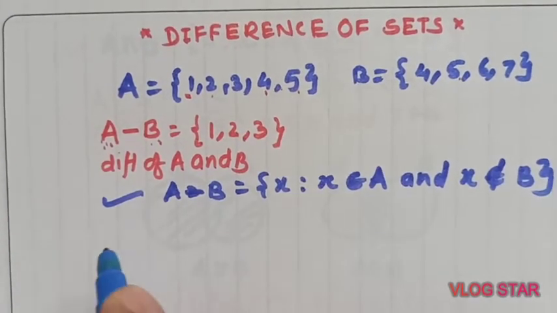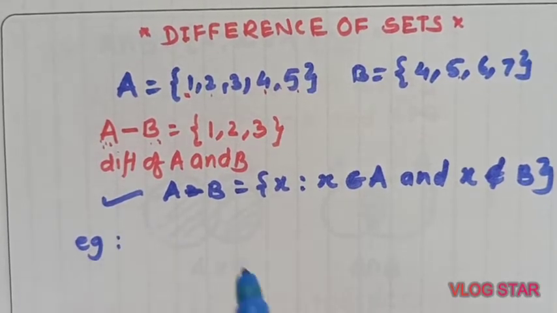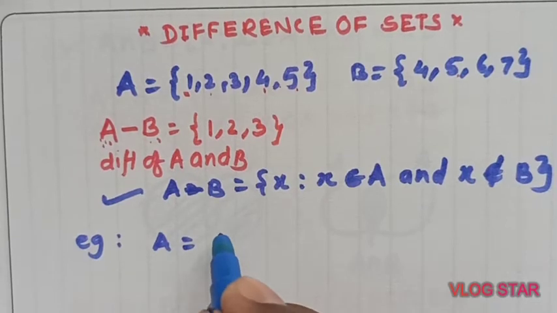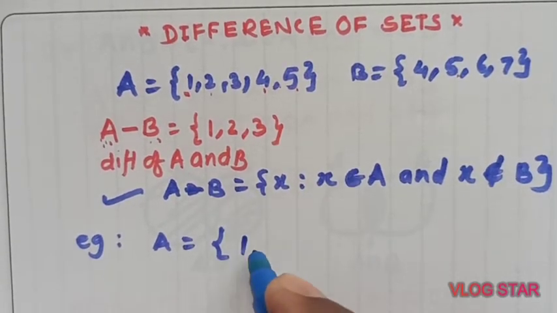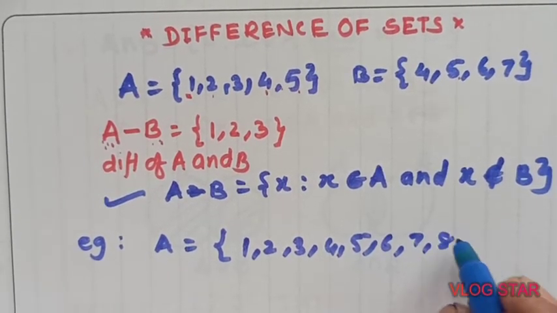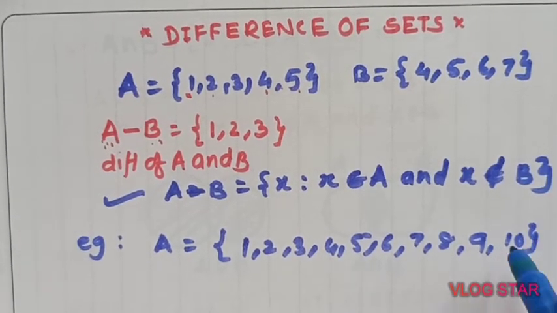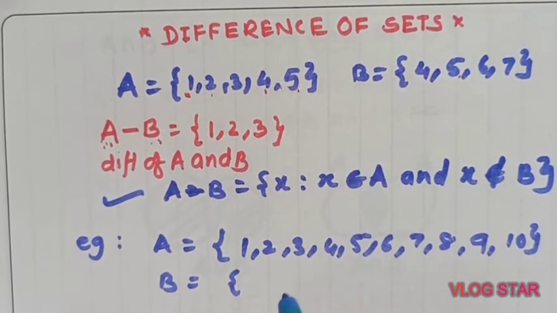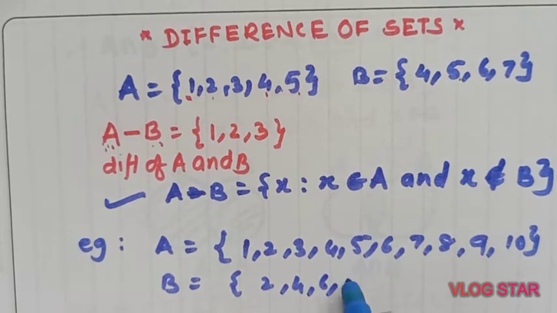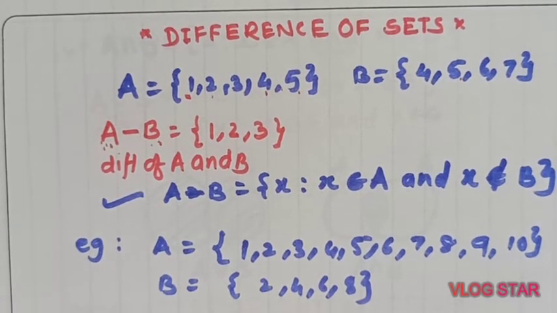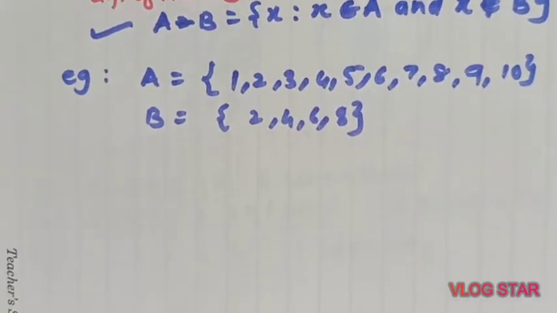We will take one example. I have a set A which contains the numbers 1, 2, 3, 4, 5, 6, 7, 8, 9 and 10. Another set B which contains the elements 2, 4, 6, 8. Can you write the difference of A and B?